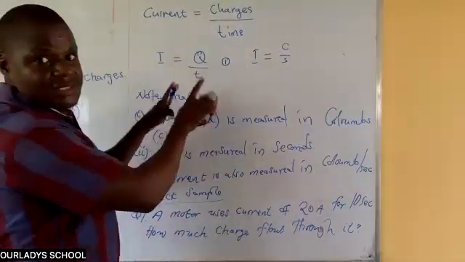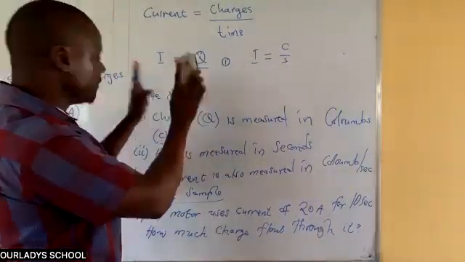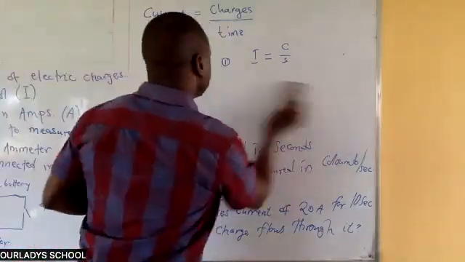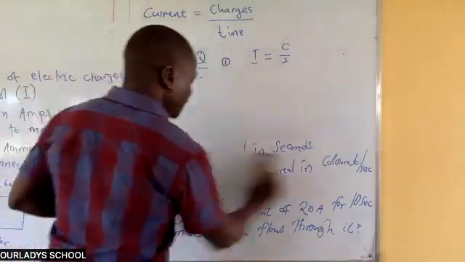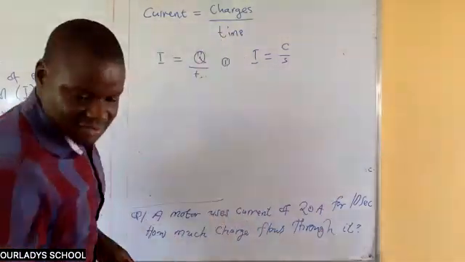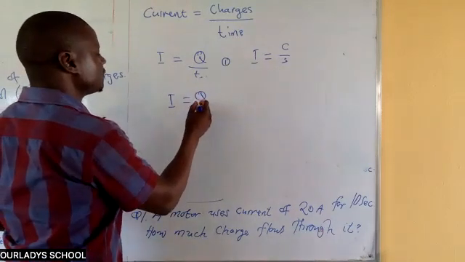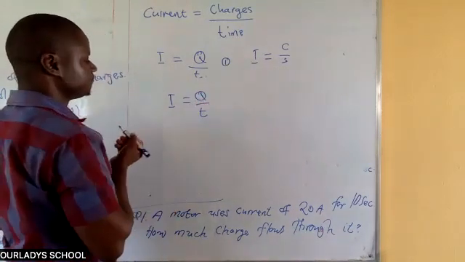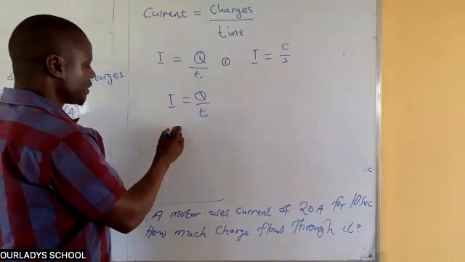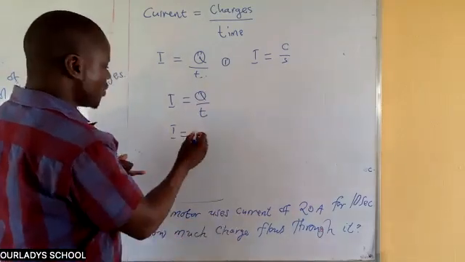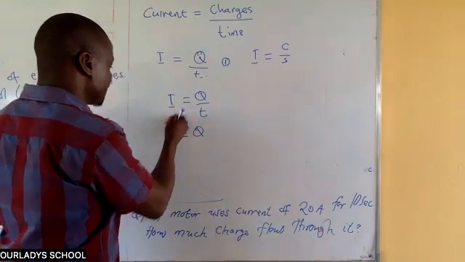We will not disturb our formula. The formula remains intact. Just maybe do a little bit of the disturbance down here. So we are saying that current is the rate of flow of charge, small t. So current is equal to charge over time. We don't know the charge, it is what we're looking for, rather.